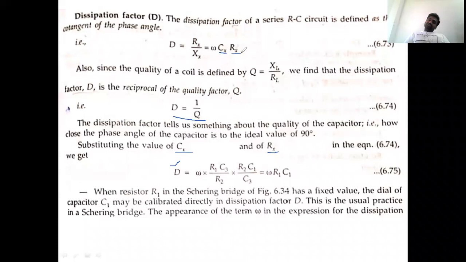We calculated the unknown resistance and capacitance in our shearing bridge. If we substitute, the value of Cx is R1 C3 divided by R2, and the value of Rx is R2 C1 divided by C3. If we rewrite the expression, this C3 will get cancelled, this R2 will get cancelled. The final expression is omega R1 C1. So this is the dissipation factor of a shearing bridge with a standard capacitor, where we can directly measure the dissipation factor.